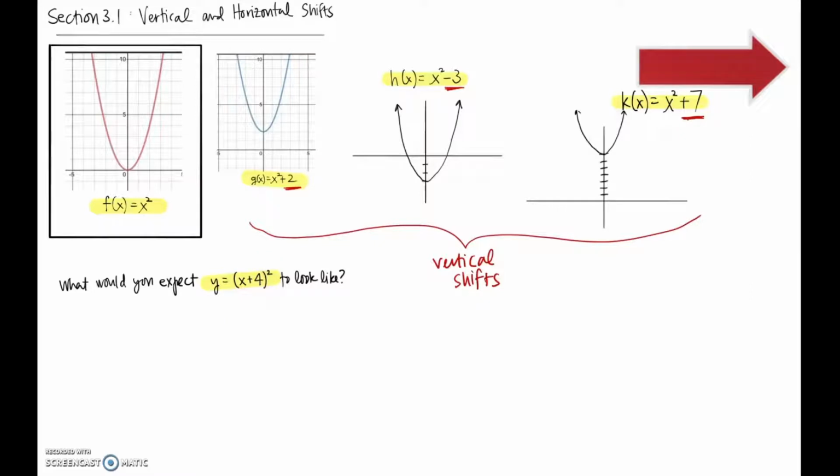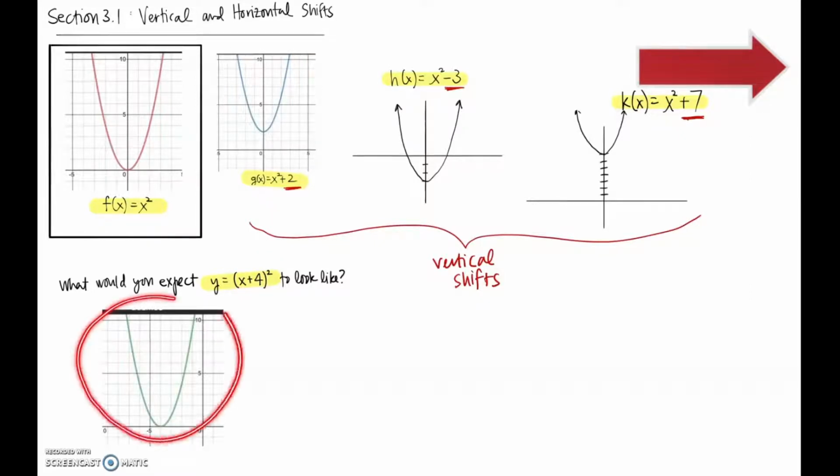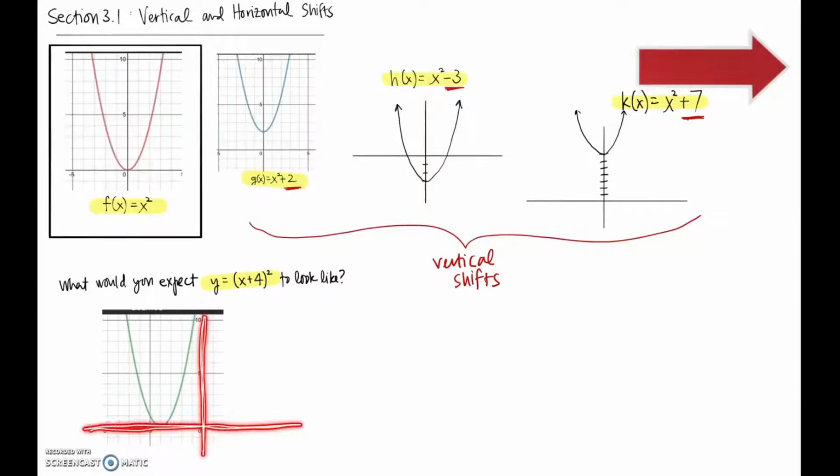So I'll show you what this function looks like. Okay, here it is. Here's the function y equals quantity x plus 4 squared. And is this what you expected it to look like? Right here is the y-axis, and right here is the x-axis. So how did things change from our original function? It looks like the original function got shifted left 4 units. So here we have -4.